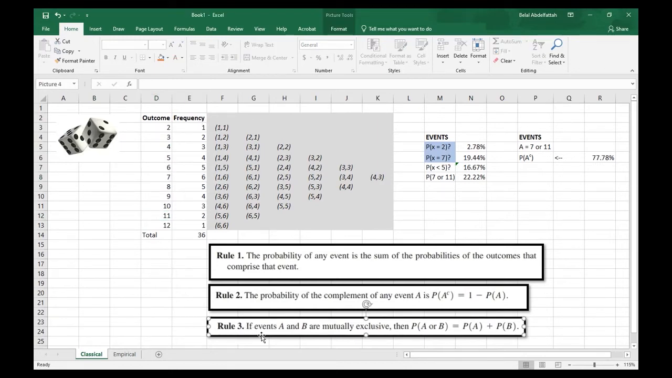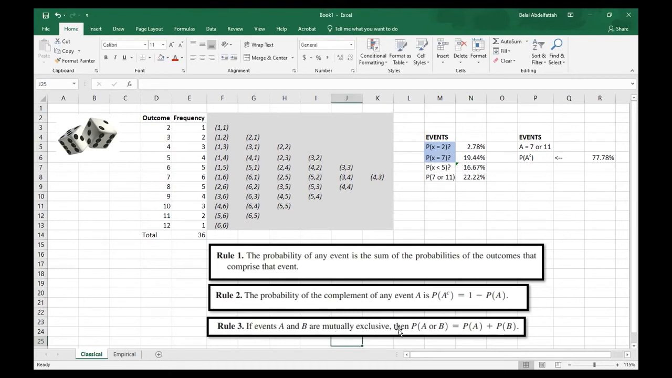Rule number 3, where it's saying if events A and B are mutually exclusive, then P of A or B equals P of A plus P of B. So we're looking at two events in this case. Now, what do we mean by mutually exclusive? So when it comes down to rule number 3, an example of this could be these first two events that I have highlighted in blue. So we have an event of x equals 2 and another event of x equals 7. Now, when I'm rolling the die, I know that my outcome that I'm looking for, it cannot be both 2 and 7. It has to be 2 or 7.